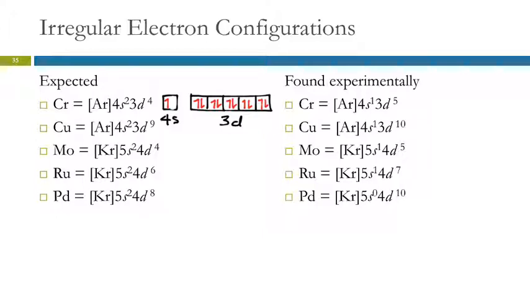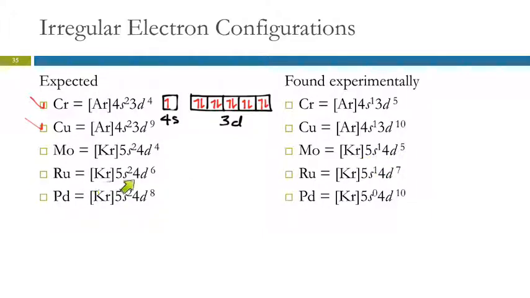So copper and chromium are the 2 that I want you to remember the exception for. So you need to know those. I'm going to show you the rest of them, and if you encounter them, don't be shocked. Like, oh, it violates the rules. No, this is what they do, but I'm not going to require that you get these right on a test or anything. So molybdenum is similar to chromium, so it moves 1 electron from the s up to the d, and so each of these is half full.